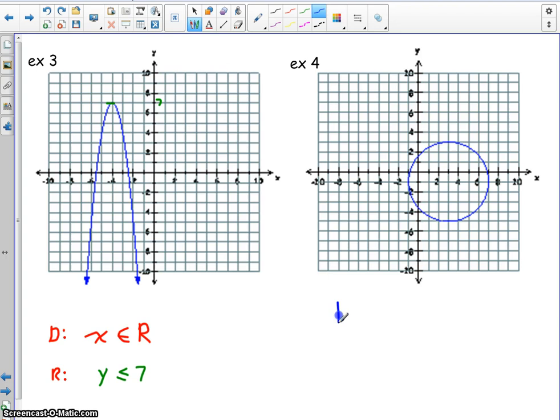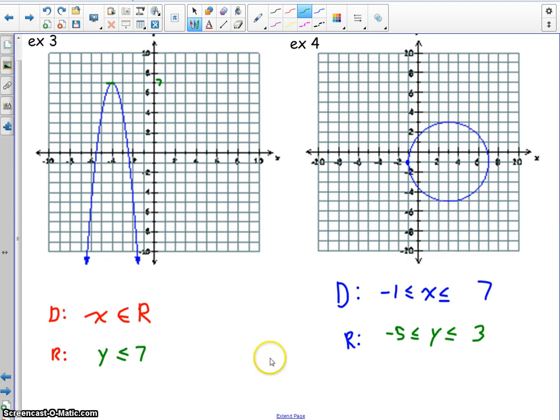Okay, for the circle here, let's just take a look. Moving from left to right here, the smallest x value is -1. The highest x value is 7. And the points are all included in between, so x is greater than or equal to -1, but less than or equal to 7. Okay, for the range, the smallest y value, according to this, is -5. The highest y value is 3, and y can be anything in between them, including the endpoints. So y is greater than or equal to -5, but less than or equal to 3.